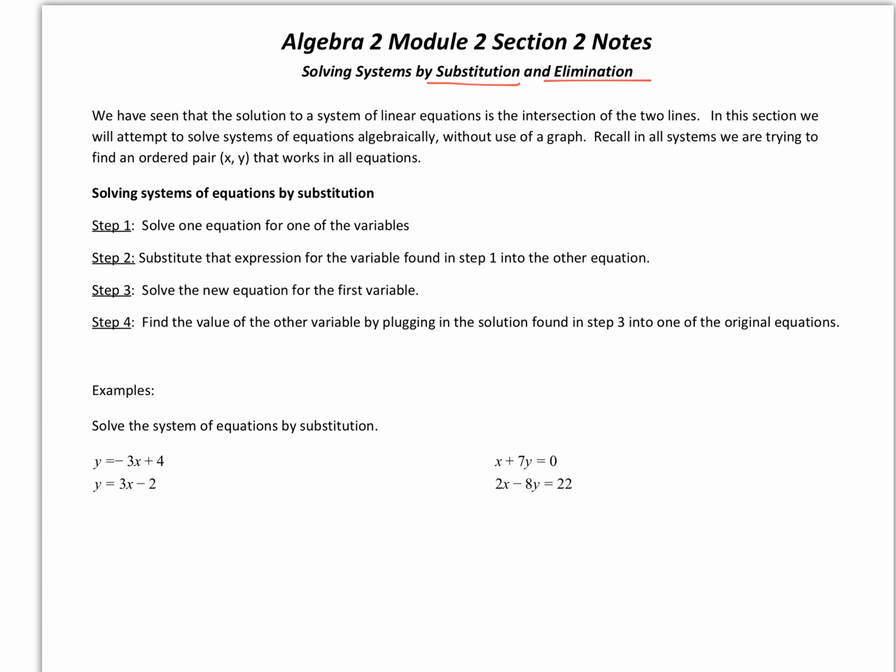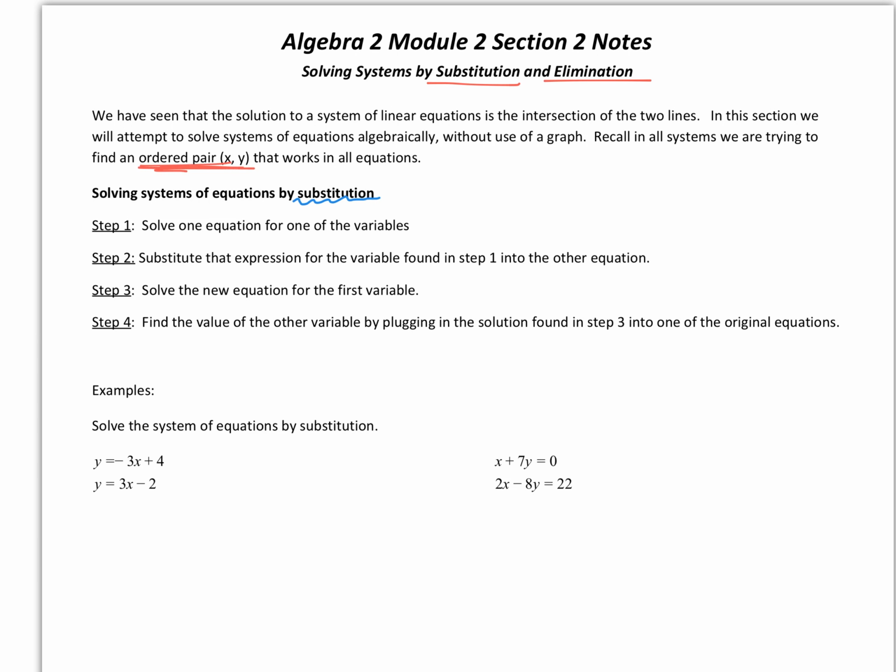Recall in the system, we were trying to find an ordered pair. So we're looking for that ordered pair, x comma y, that works in all equations. So first we're going to look at substitution. Let's focus on substitution first.